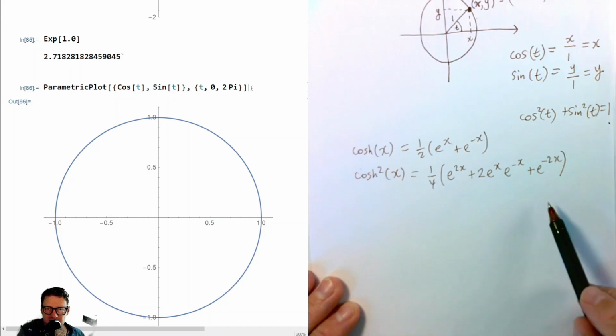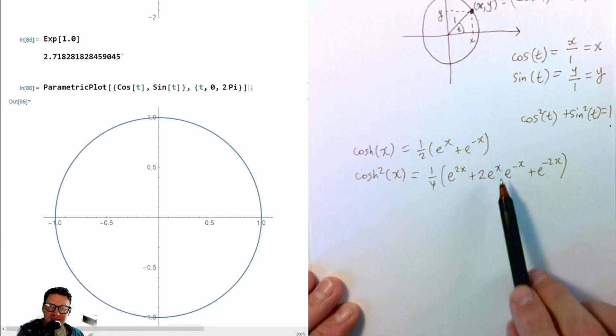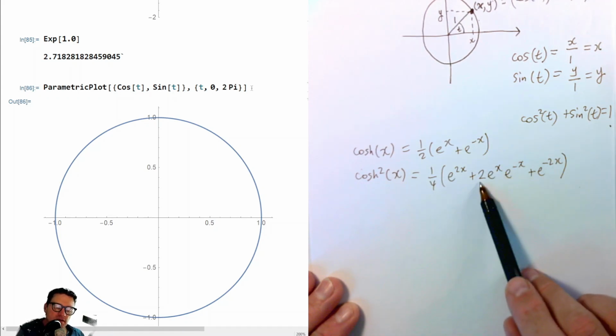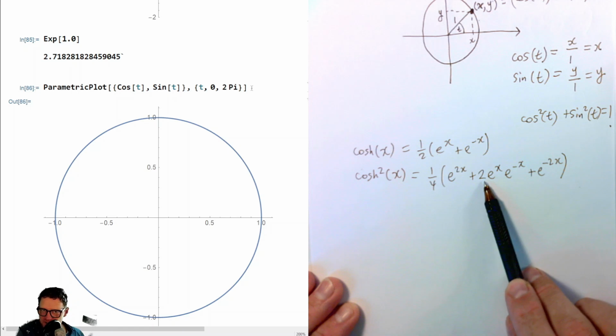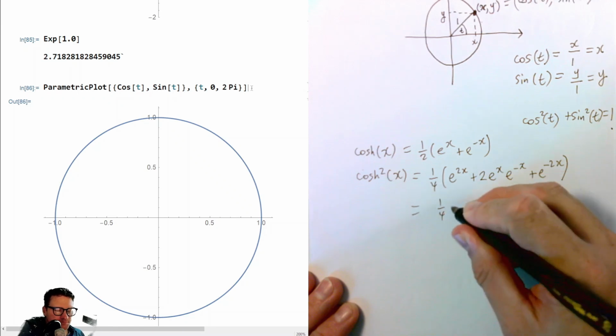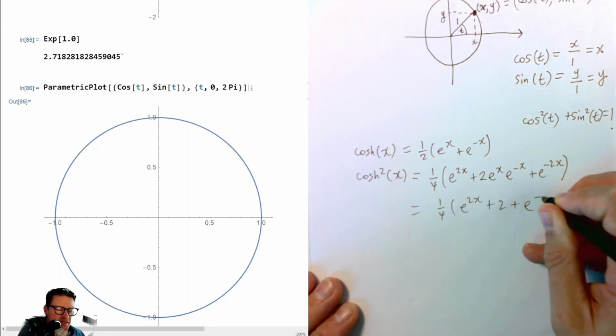But we can simplify this a little bit because the product of these two, since we can add the exponents and get a 0 exponent there, product of these two is just 1. So we have a lonely 2 there. Okay, so we get 1/4 (e to the 2x plus 2 plus e to the minus 2x).